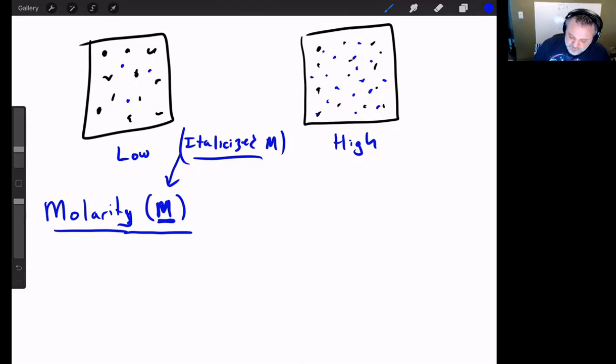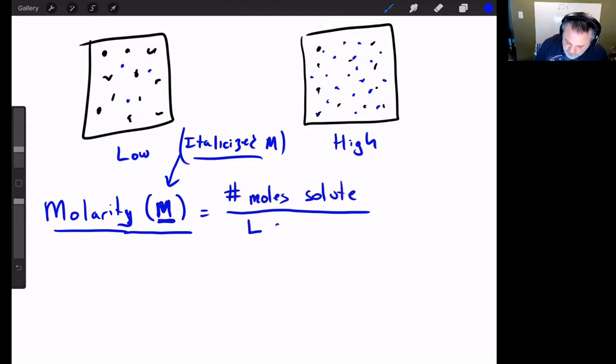All right, so what is molarity? Molarity is defined as the number of moles of solute divided by the volume of the solution in liters. So it's the moles of solute divided by the volume of the solution in liters.